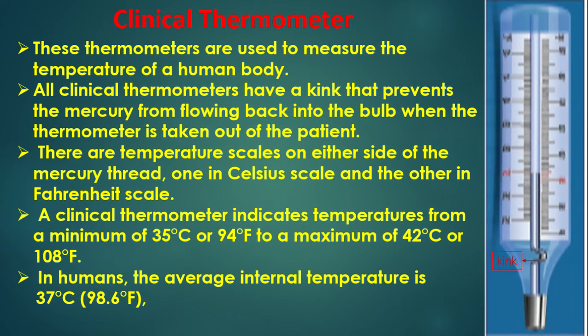Fahrenheit scale. A clinical thermometer indicates temperature from a minimum of 35 degrees Celsius or 94 degrees Fahrenheit to a maximum of 42 degrees Celsius or 108 degrees Fahrenheit. In humans, the average internal temperature is 37 degrees Celsius or 98.6 degrees Fahrenheit.